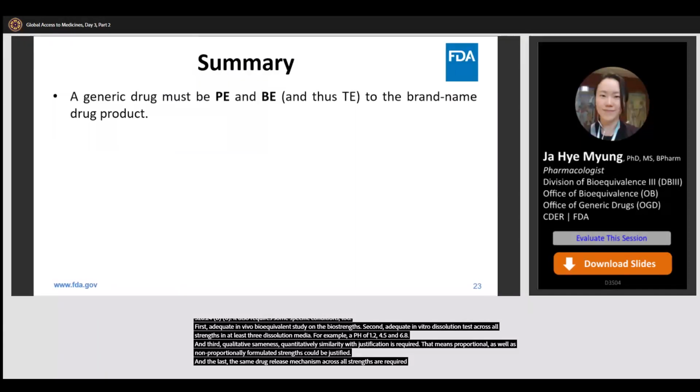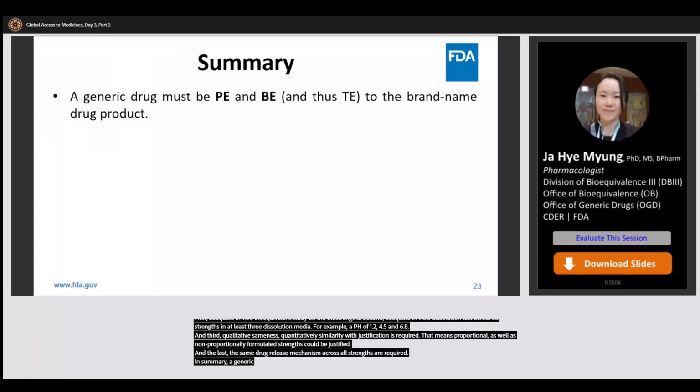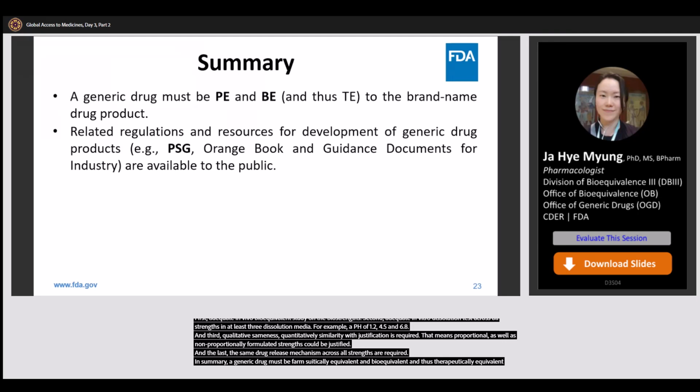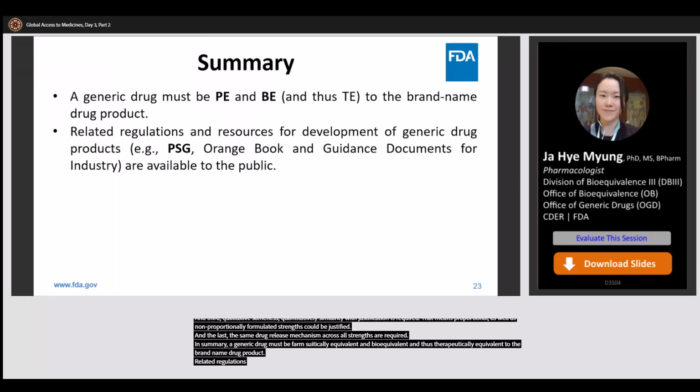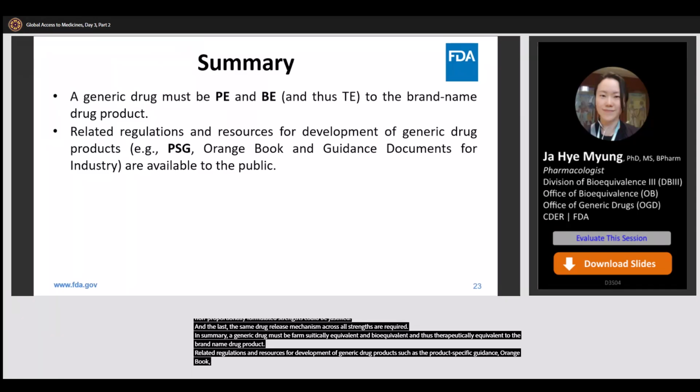In summary, a generic drug must be pharmaceutically equivalent and bioequivalent, and thus therapeutically equivalent, to the brand name drug product. Related regulations and resources for development of generic drug products, such as the product-specific guidance, Orange Book, and guidance documents for industry, are available to the public.